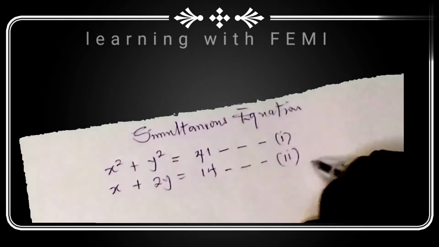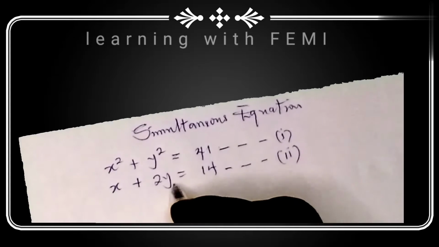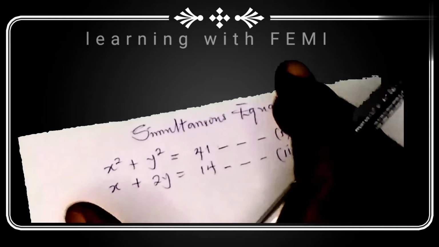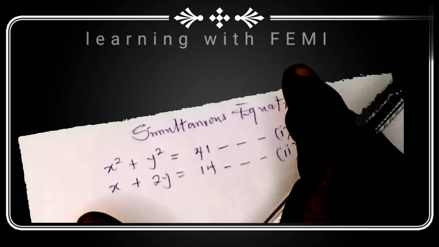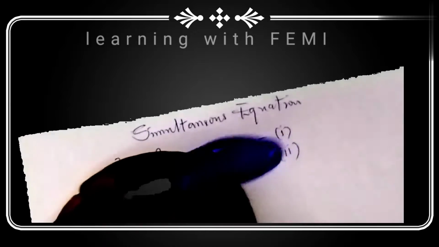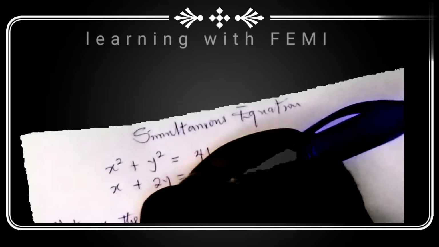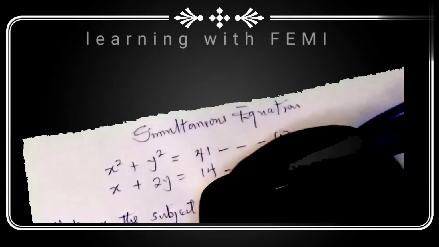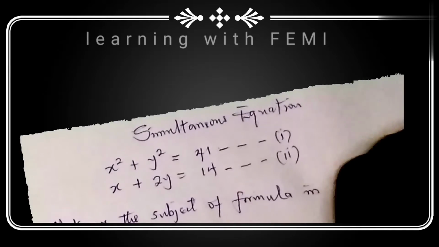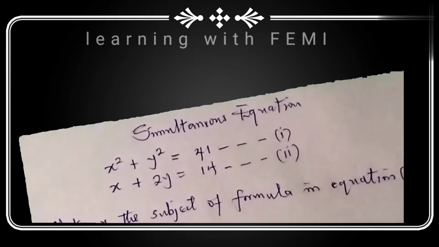We pick equation 2, being a linear equation, a direct equation: x plus 2y is equal to 14. So we pick this one and solve for x. We may not be able to finish solving for x, but we need to make x the subject of formula. So we pick equation 2 and make x the subject of formula in equation 2 as we labeled.